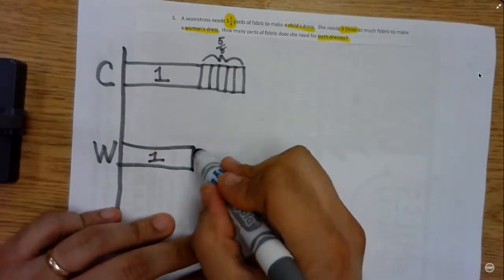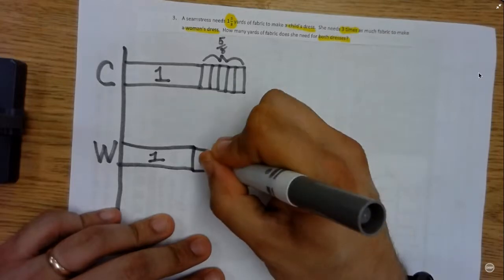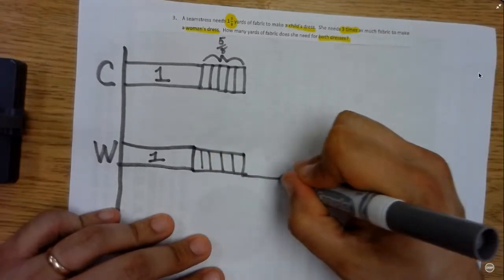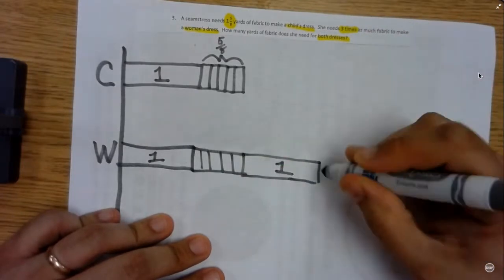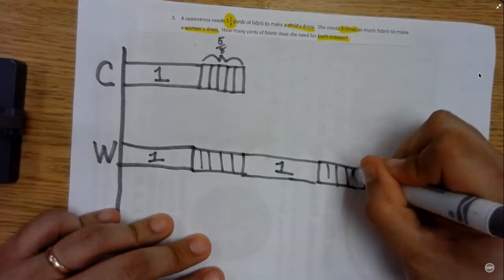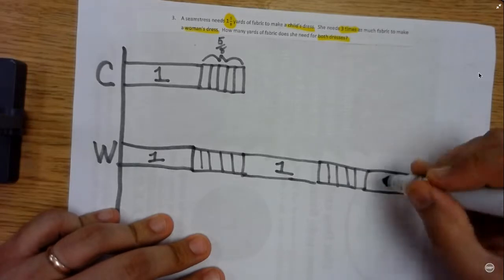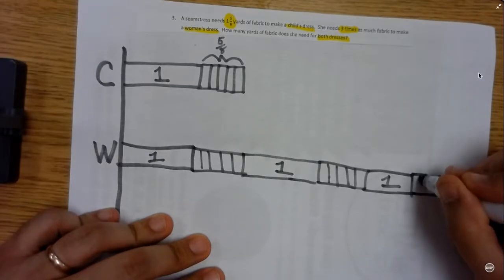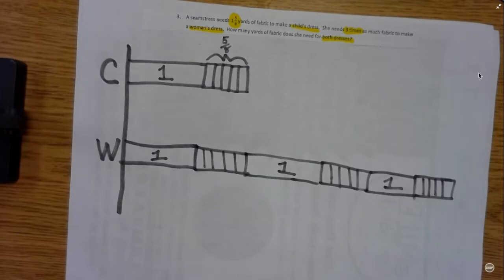And for this one, I'm going to slow down a little bit. I'm going to draw it. 1, 2, 3, 4, 5. Another 1. And another 1, 2, 3, 4, 5. Another 1, and another 1, 2, 3, 4, 5. All right, so I've visualized it right here.